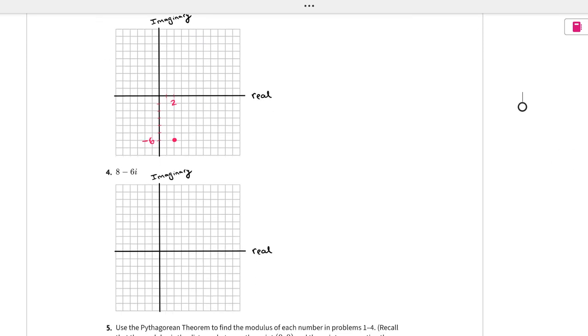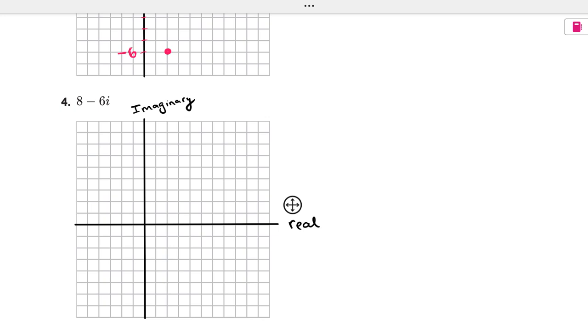Question 4. So our real part is 8. So let's count over 1, 2, 3, 4, 5, 6, 7, 8. Okay. And our imaginary part is -6. So 1, 2, 3, 4, 5, 6, -6 down. So there is our point.